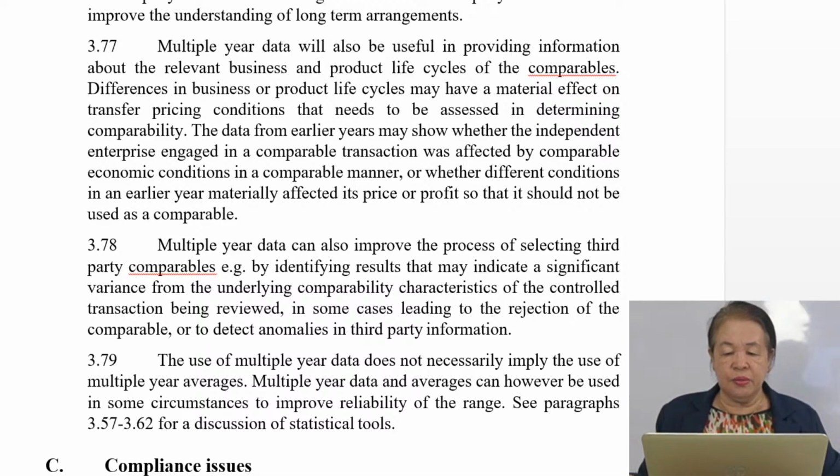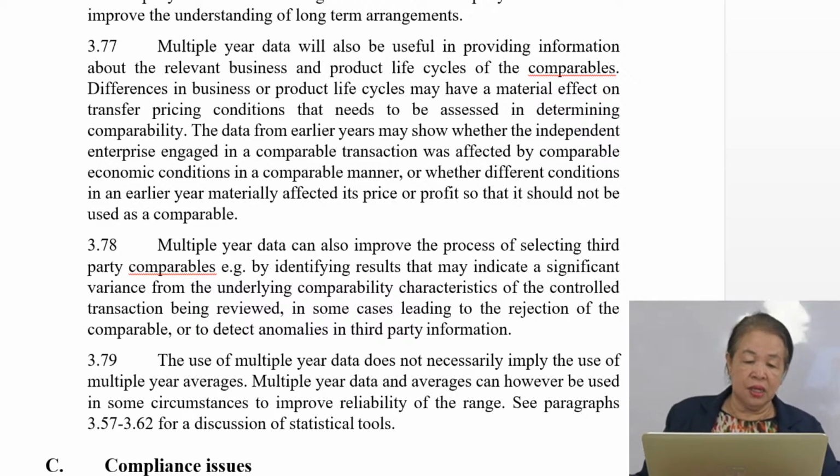Multiple year data can also improve the process of selecting third-party comparables by identifying results that may indicate a significant variance from the underlying comparability characteristics of the control transaction being reviewed, no? In some cases leading to the rejection of the comparable or to detect anomalies in third-party information. No? During the transfer pricing audit, you can discover so many information about the business. The use of multiple year data does not necessarily imply the use of multiple year averages. Multiple year data and averages can, however, be used in some circumstances to improve reliability of the range. No? So see paragraphs 3.57 to 3.62 for a discussion of statistical tools.